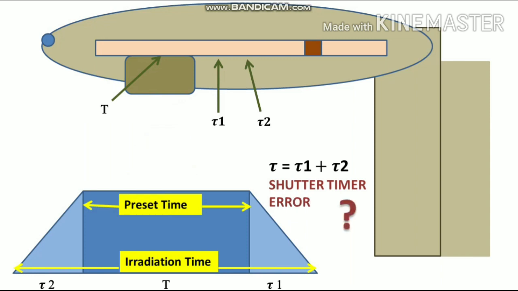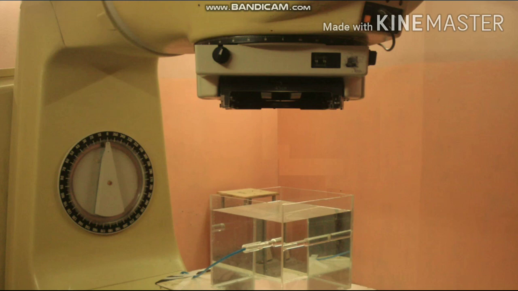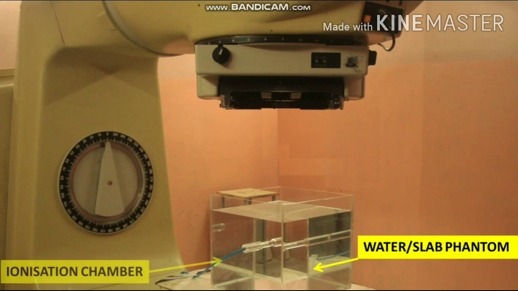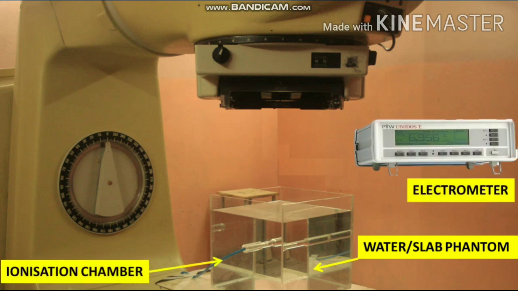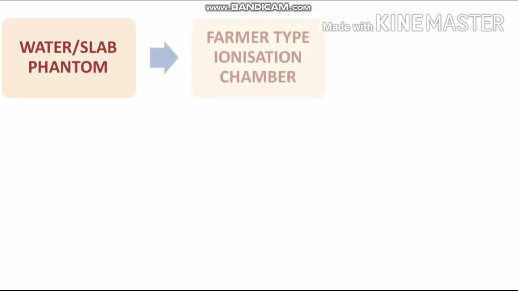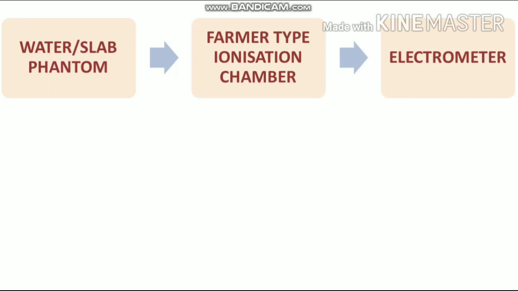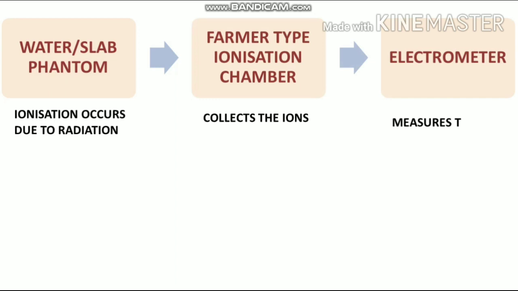Now let's see how we can measure the shutter timer error. To measure the shutter timer error, we will need a water phantom, an ion chamber, and an electrometer. The ion chamber is placed inside a water phantom at a specified depth and connected to the electrometer. According to TRS 398, a depth of 5 cm is recommended. During the irradiation time, ionization occurs in the phantom. The chamber collects the ions and the electrometer measures the charge produced in nanocoulomb.